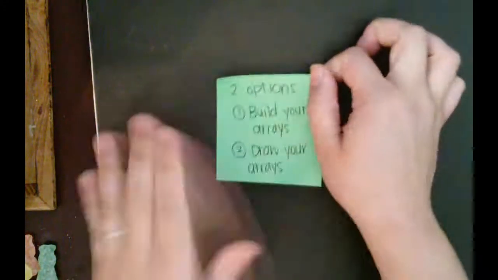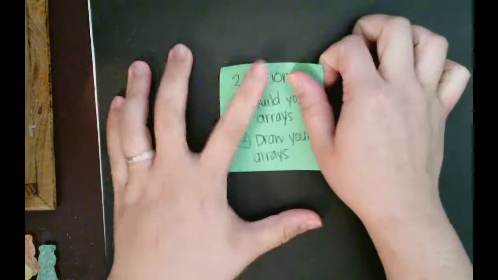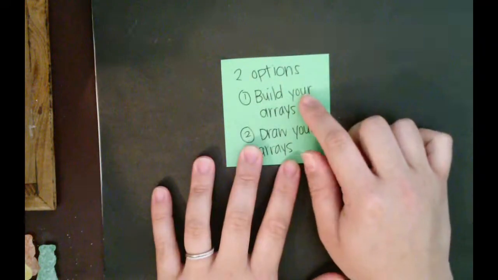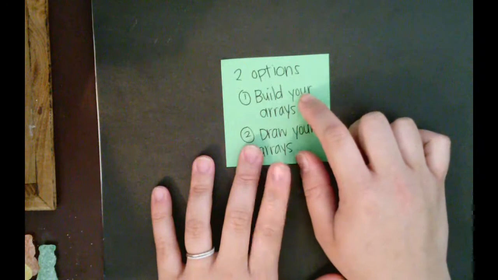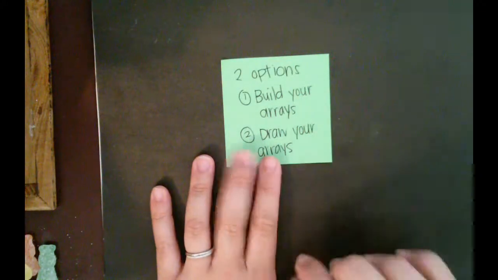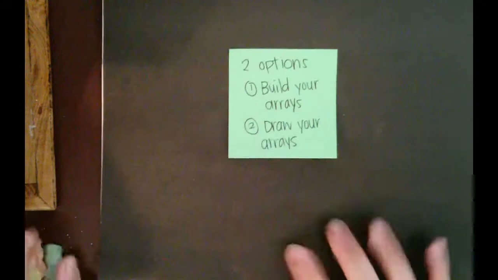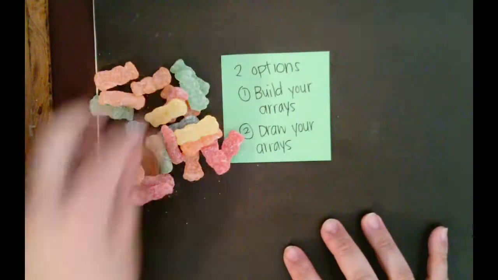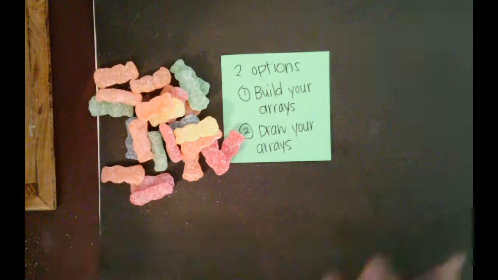Alrighty, so for today's activity, you have two options for how you can do this. The first one is to build your arrays. You're going to find objects around your house to build arrays. Now you want your arrays to consist of the same objects. So for today's example, I'm going to build my arrays with Sour Patch Kids, because I had them laying around and I think they're yummy.